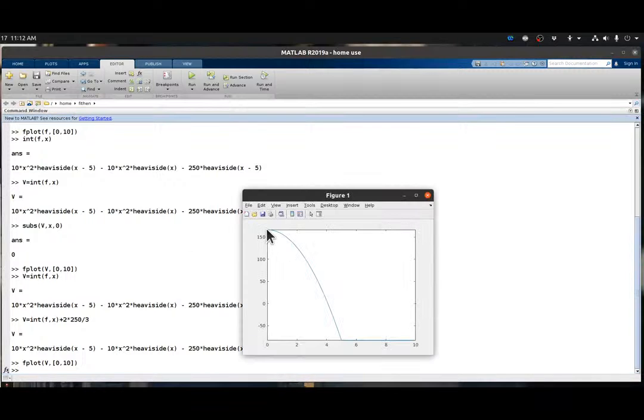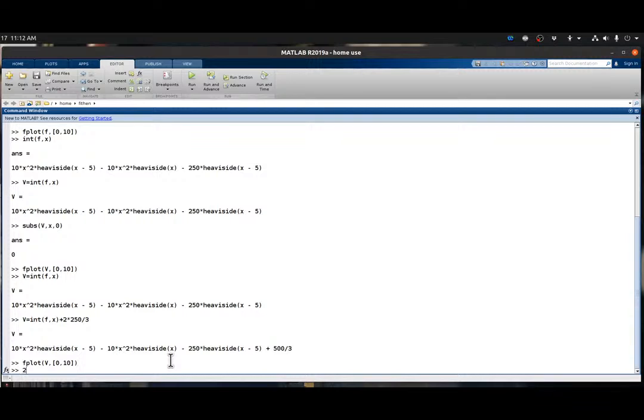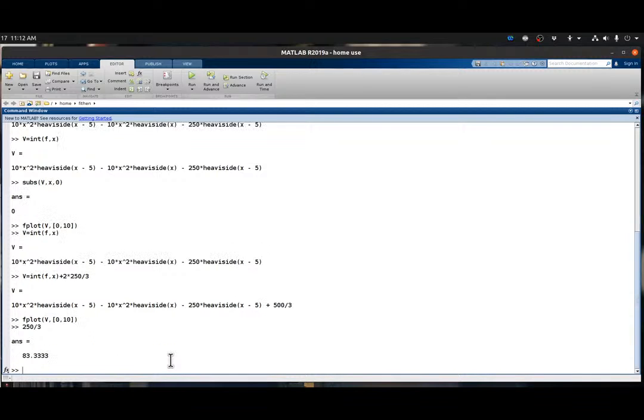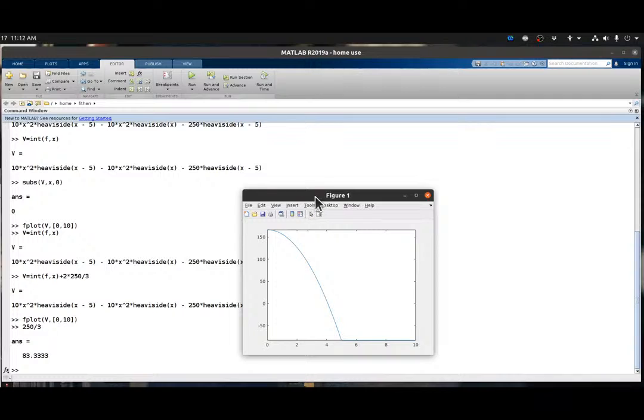And you'll see this, okay? On the right end, I get minus 83.33. What is that? 250 divided by 3, 83.33. That's exactly what that is. So here is the shear diagram.